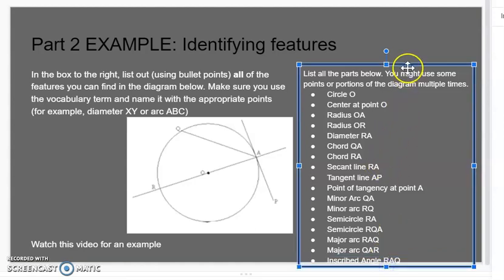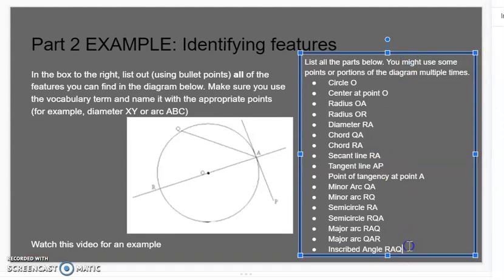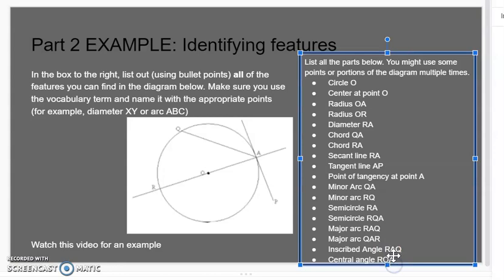If I move this up a little bit. Let's see, are there any other angles? We could talk about central angle ROA. Yes, it's a straight angle or a 180-degree angle, but it is an angle. Do I see any other angles? OAQ, it is an angle, but it's not necessarily a central angle, so I'm not going to talk about that because the vertex is not on the center, and O is not a vertex on the circumference.